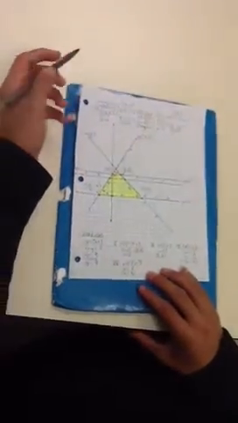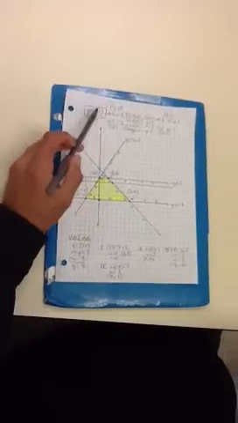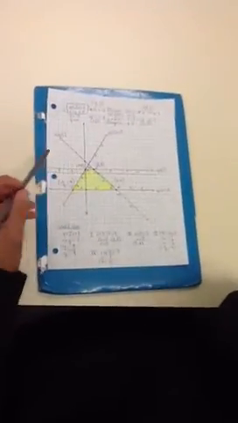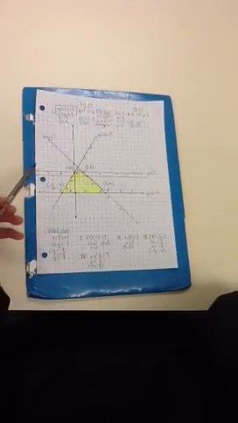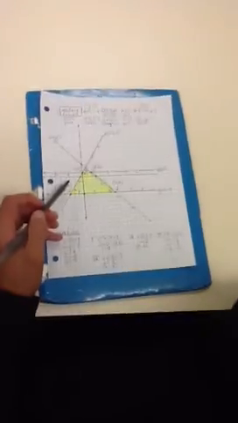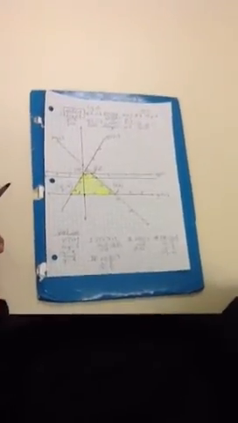So just an overview. First step, plug in 0 for each variable to find coordinates to graph the lines. Once you graph the lines, you label them, and then apply the inequalities so you know where to shade, and then you find the vertices. So that's it.